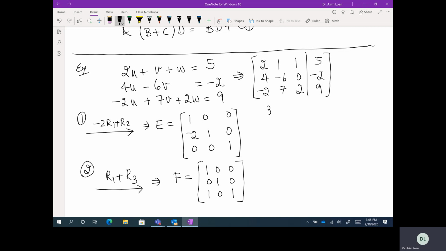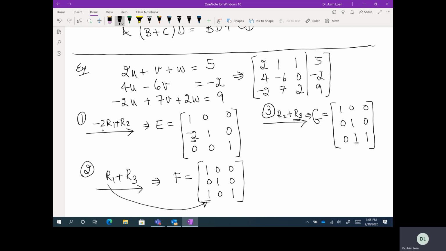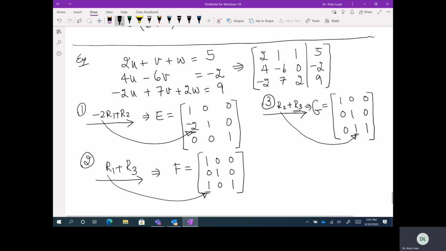And then the third operation that we did was, if you recall, simply R2 plus R3. Let's call this G. So G is 1 0 0, 0 1 0, 0 1 1, since we are replacing row 3. We are affecting row 2 here and row 1 here. Row 1 means this is over here, minus 2 means this is over here, and row 2 means this is over here. So let's see.